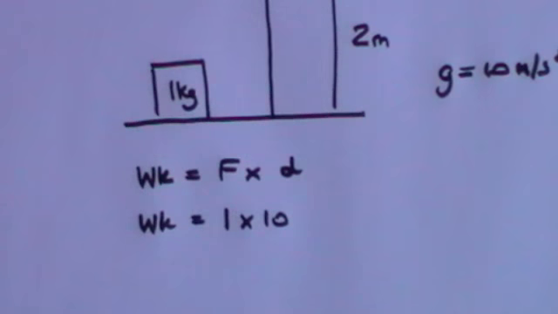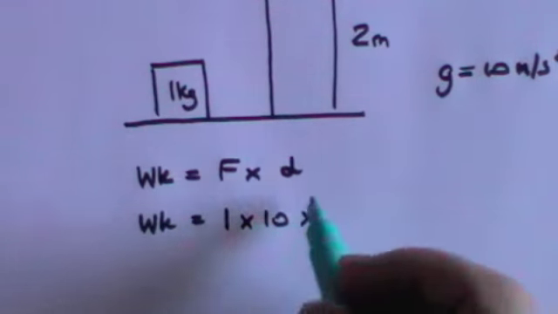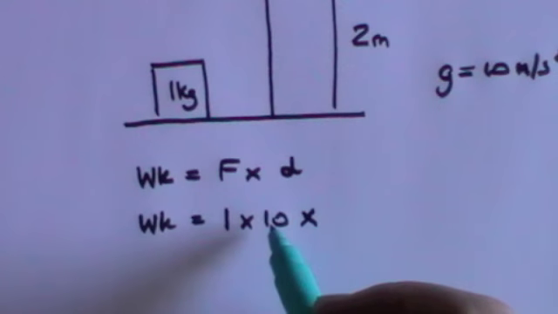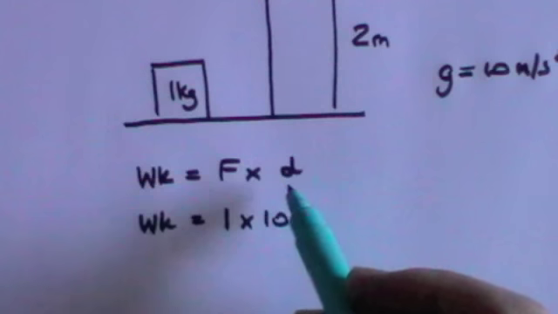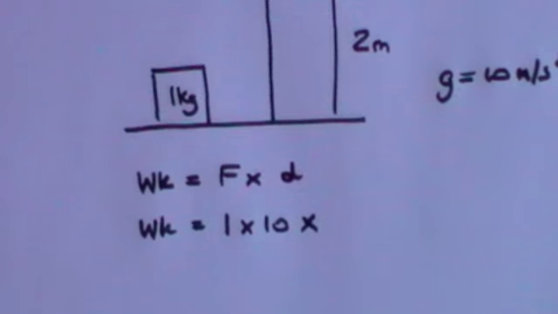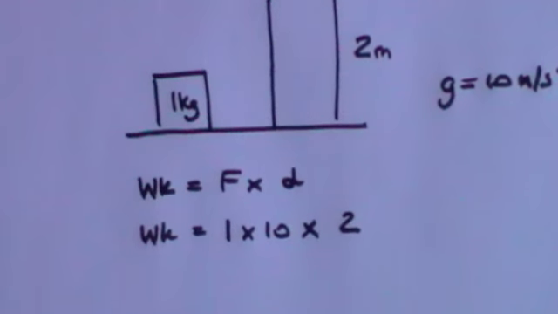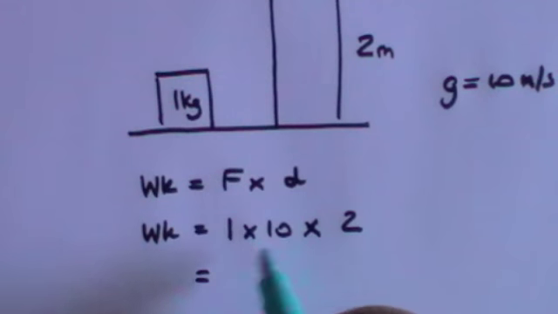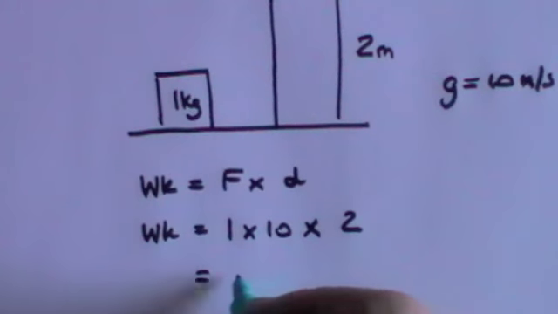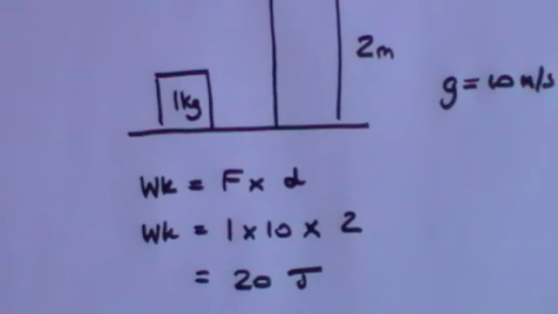Quite often you'll be told you can do that. Otherwise you have to use 9.81, which is a lot more difficult. So that's the weight, the mass times g, 1 times 10, and d of course is just 2 meters because that's the height of the table. And so we're going to get that the work is 1 times 10 times 2, which is 20, and the units of course are joules.